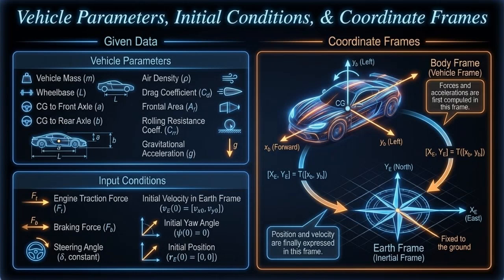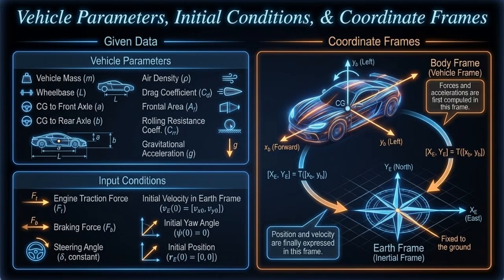We begin by listing all given vehicle parameters. These include vehicle mass, wheelbase, center of gravity offsets, aerodynamic properties, and tire force coefficients. We also specify the initial conditions such as vehicle speed, yaw angle, yaw rate, and starting position.